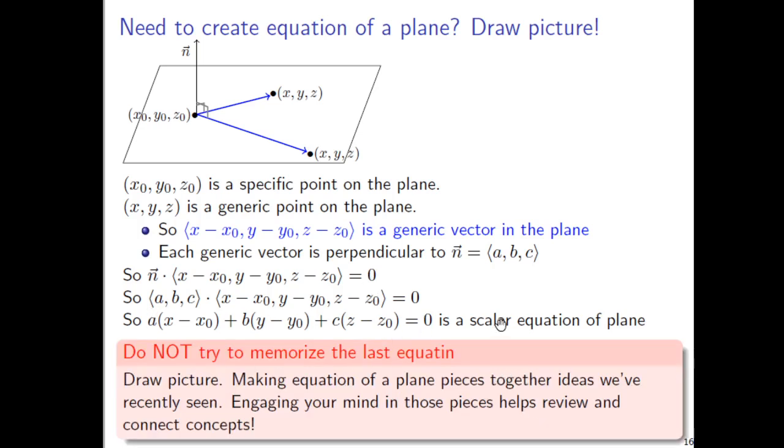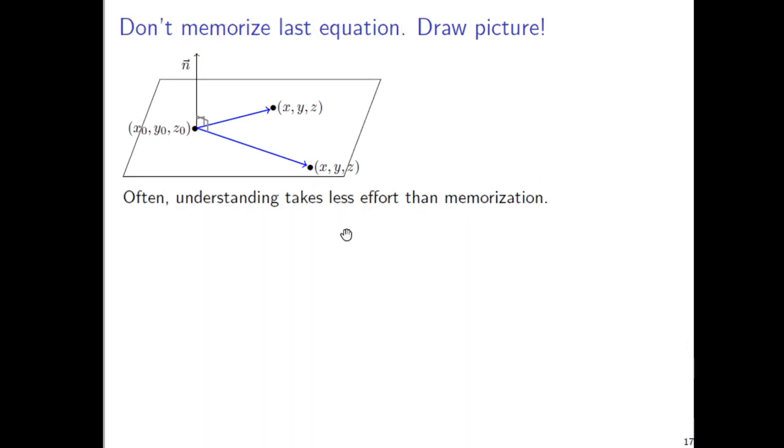So don't try to memorize this here. I've had people who should have the A, B, C out here, instead have them after the minus signs in the parentheses, and the things that were after the minus signs in the parentheses were out in front. I mean, all kinds of things go wrong. There's no point memorizing this. It's so much better to really reinforce the concepts that have been already looked at earlier instead. So often understanding takes less effort than memorization.